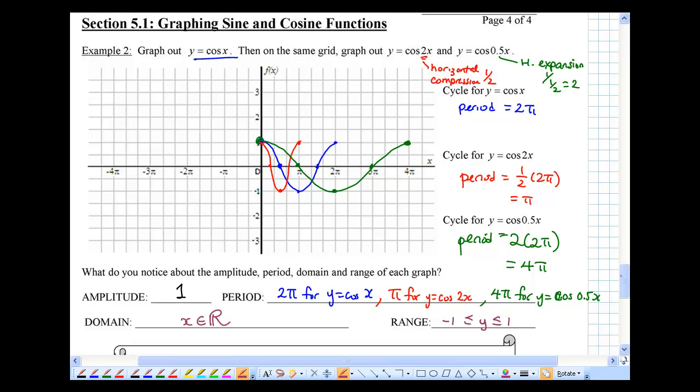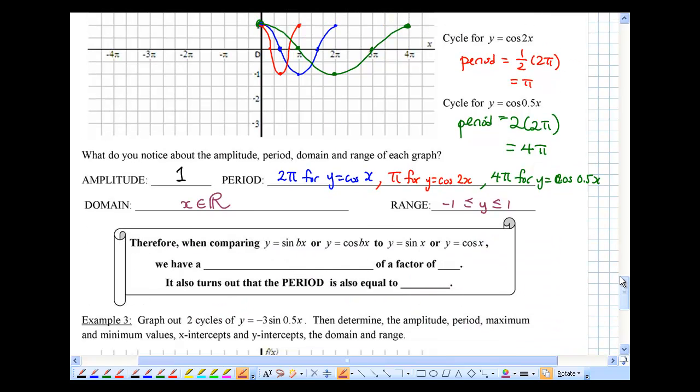So when comparing sine bx or cosine bx to sine x or cosine x, we have what type of stretch in this case? You bet, it's a horizontal stretch of a factor of 1 over b. And it also turns out that the period is equal to, well, I guess this is the factor, so it's 1 over b times 2 pi, or sometimes people write this as 2 pi over b. That's how you can calculate the period.